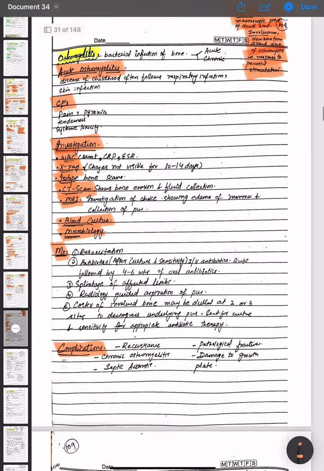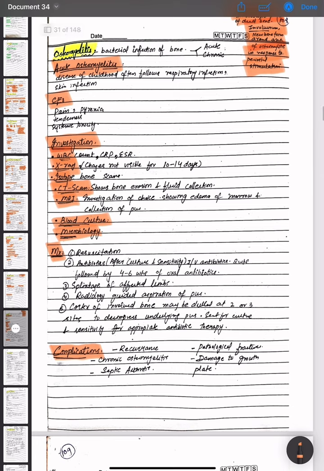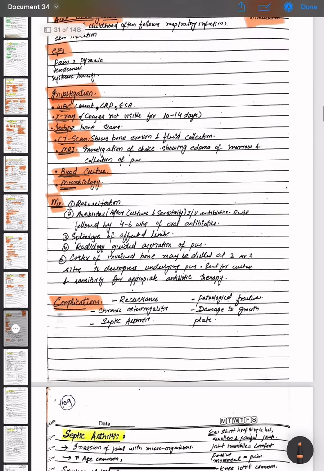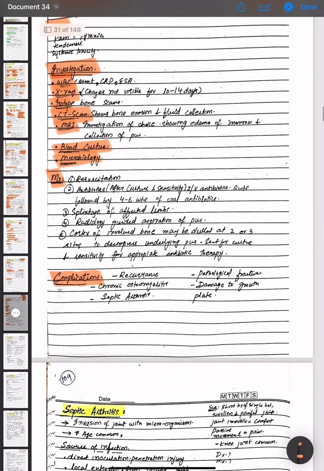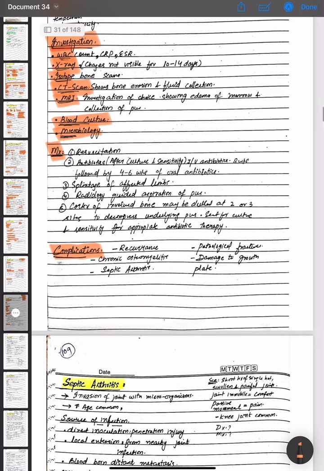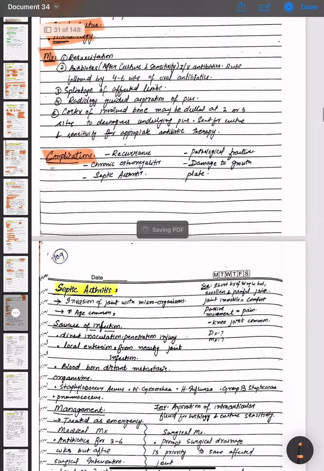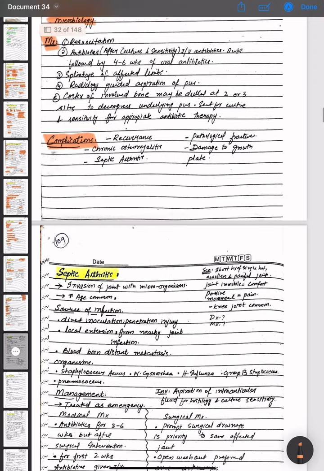It is both in acute and chronic state. Then what is acute osteomyelitis and what are the clinical features? Clinical features are pain, pyrexia, tenderness, and systemic toxicity. What investigations will we do? We will do the WBC, X-ray, isotope scan, CT scan, MRI, blood culture, and microbiology, and the general management and specific management are provided, and these are the complications.